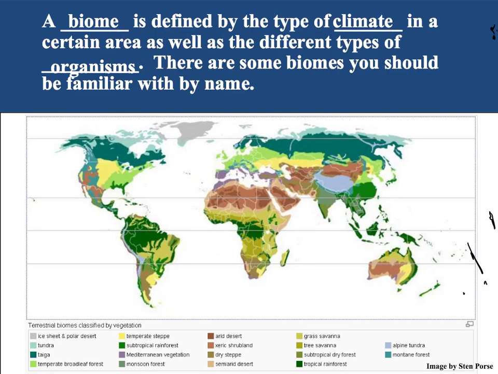A biome is defined by the type of climate in a certain area as well as the different types of organisms. So that's what you need to be writing for your notes. There are some biomes that you already know by name, or you should know by name, already from like 5th grade, I would say, like deserts and grasslands. Those should be familiar to you.